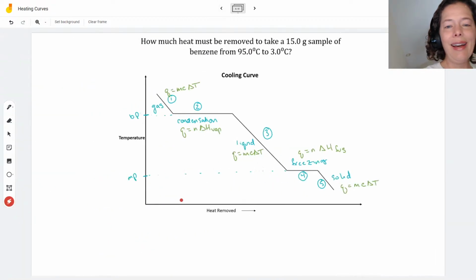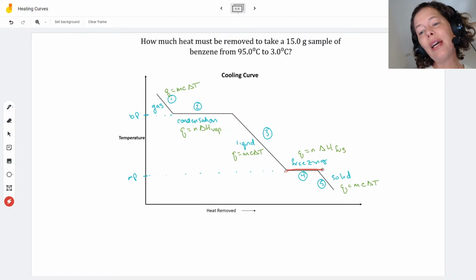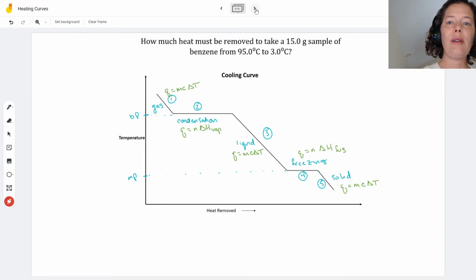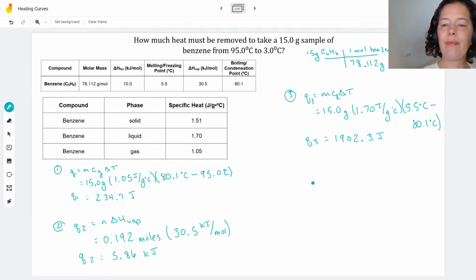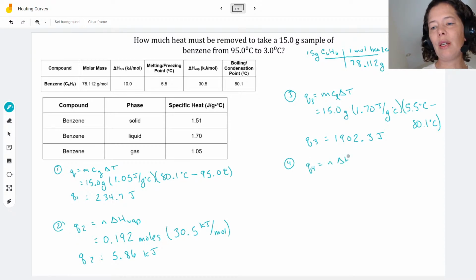All right, let's go back to the heating curve. Let's see where we are. We took our hot gas, we brought it down to the condensation point, we condensed it, we took our liquid, we took it all the way down to the freezing point. Now we need to freeze. So we've got a phase change. We're back to using our number of moles, and this time we're going to use the heat of fusion. Okay, step 4. Q4 is going to be my number of moles times my heat of fusion. All right, so here is my number of moles and my heat of fusion for this.